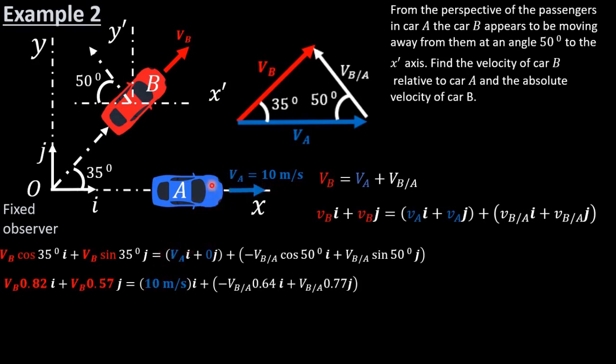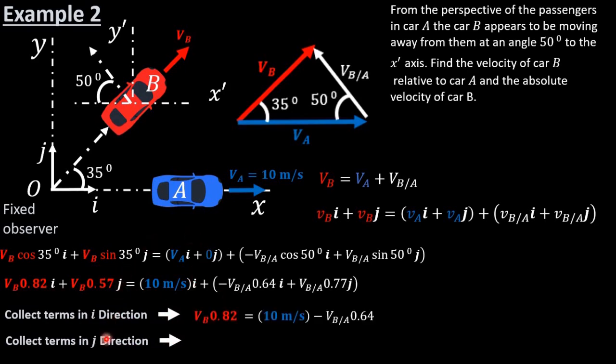Next I want to collect all the terms in the i direction. This term here is in the i direction, that term is, and this term is. If I put them all together, I'll get this, and then I'll collect all the terms in the j direction, which are this term and this term here. I'll put them together like that. So you can see here that we've got simultaneous equations that we need to solve. So we'll solve these simultaneous equations.